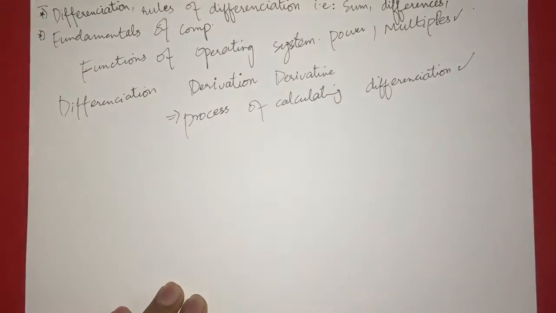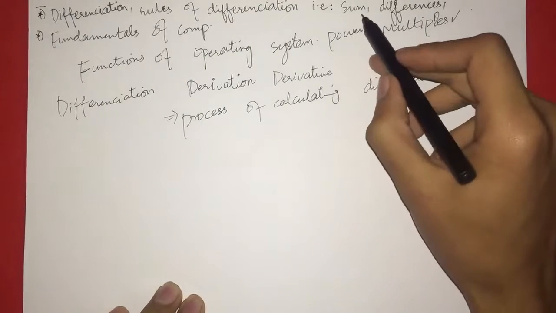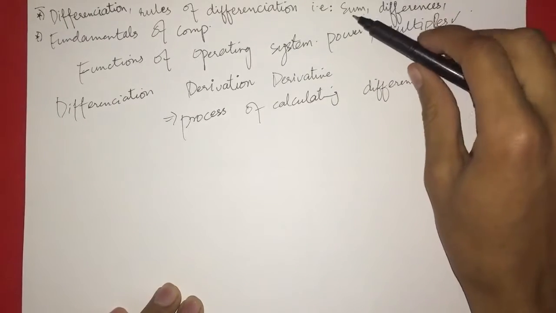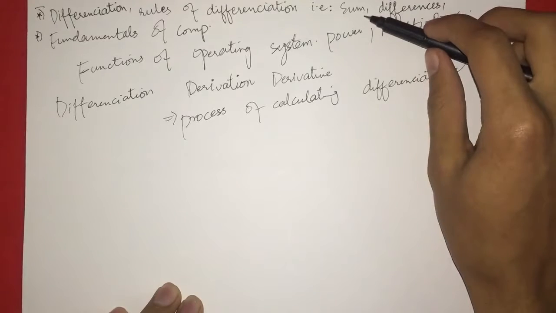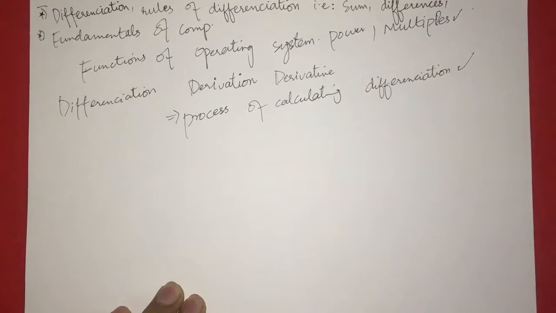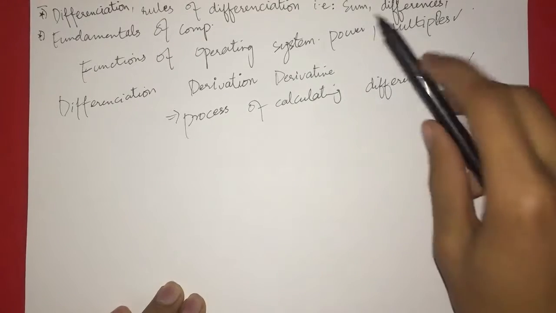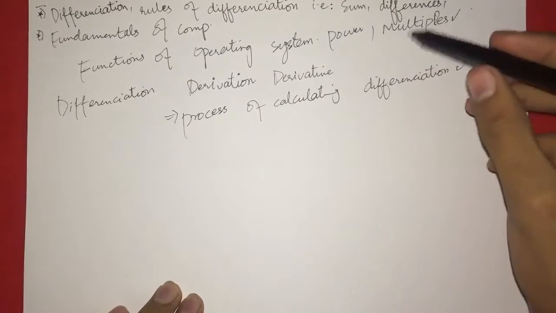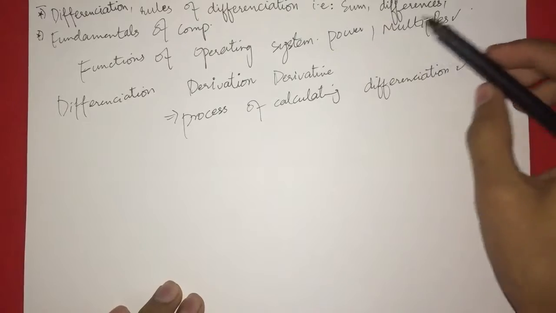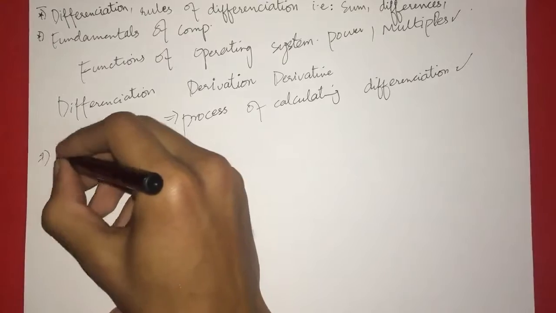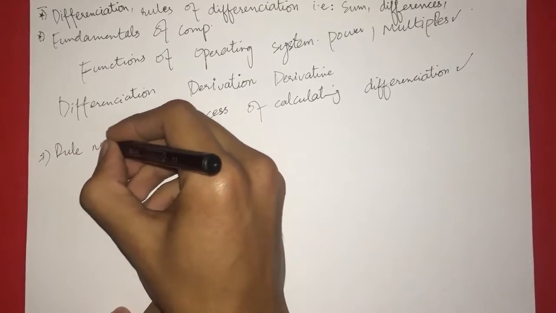Now there are certain rules for the differentiation of different types of functions. You have different rules for different functions. If you have a function that is a sum of two functions, what is the derivative? Then there is a difference, where there's a minus sign in between. Then there's a power function, and there are multiples. First we will discuss rule number one.